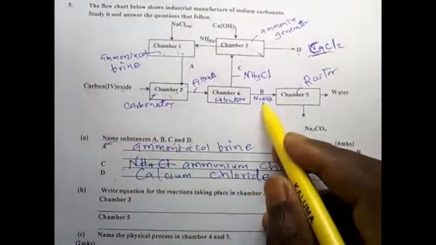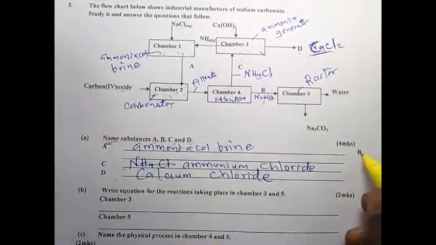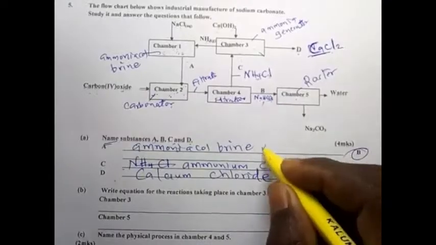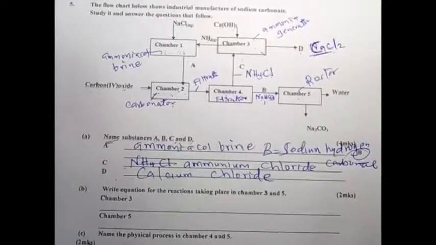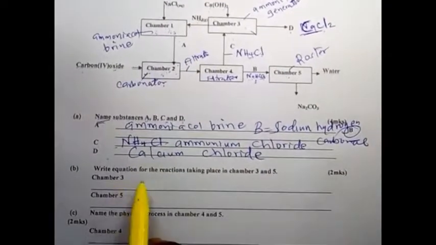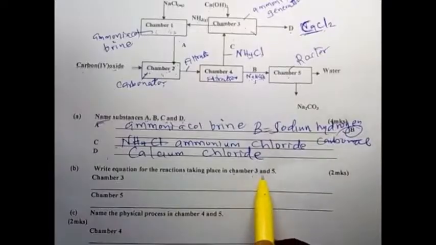A, B, C. So B is not here. So B was mistakenly put here. Very easy, very simple. That's how you score your marks. Write the equation for the reaction taking place in chamber 3 and chamber 5.